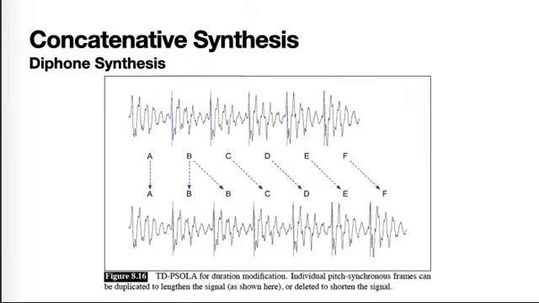So let's look at an example. TD-PSOLA stands for time domain pitch synchronous overlap and add. Here we're trying to increase the length of a signal. So what the algorithm does is it inserts duplicated original signals to increase the length.